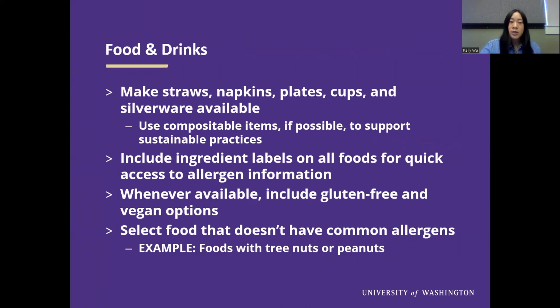And if there are going to be food and drinks present, make straws, napkins, plates, cups, and silverware available. And if possible, use compostable items to support sustainable practices. And include ingredient labels on all foods for quick access to allergen information. Whenever available, also include gluten free and vegan options. And overall, select food that doesn't have common allergens. These are foods that may have tree nuts or peanuts.